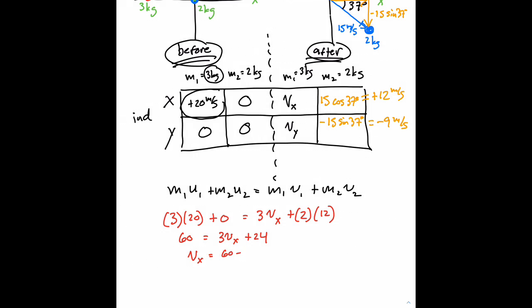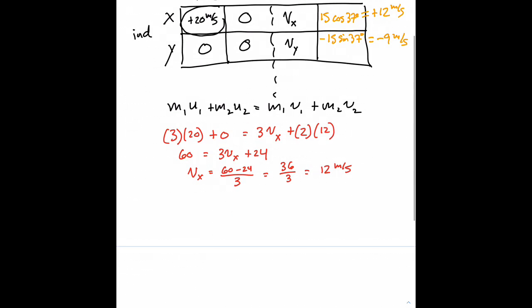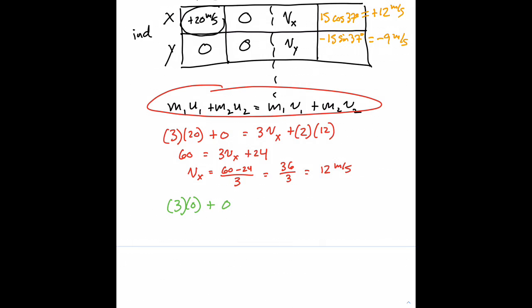Vx is equal to (60 minus 24) divided by 3. That's 36 divided by 3, or 12 meters per second. Now let's apply our equation to motion along the y-axis. So we have 3 times 0 plus 0 is equal to 3Vy plus 2 times negative 9, or 0, equals 3Vy minus 18. So Vy is equal to 18 over 3, which is equal to positive 6 meters per second.